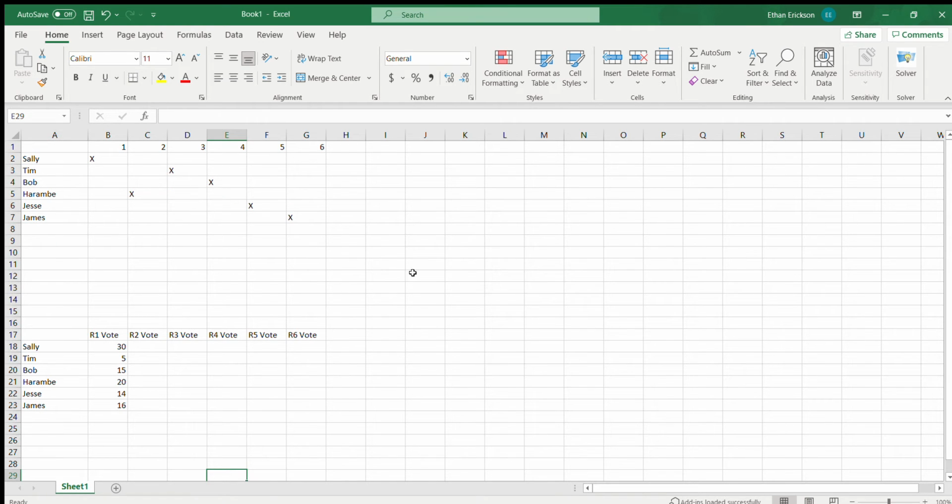I'm Ethan Erickson, and today I'm going to be explaining ranked choice voting and how it works. And also why it's a good idea. Ranked choice voting differs from regular voting.